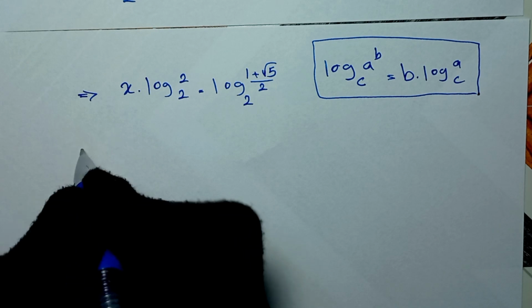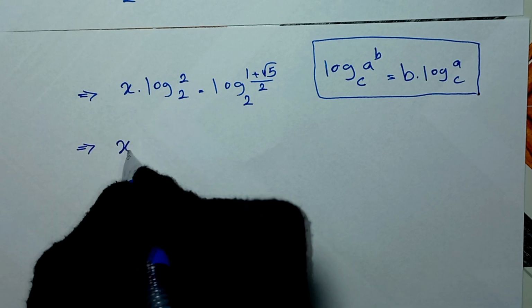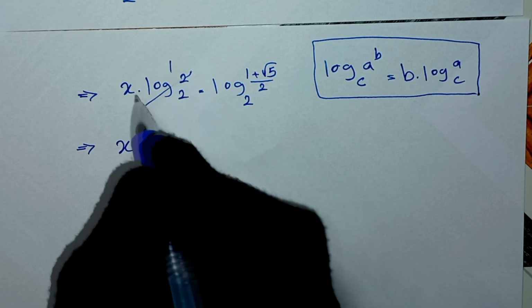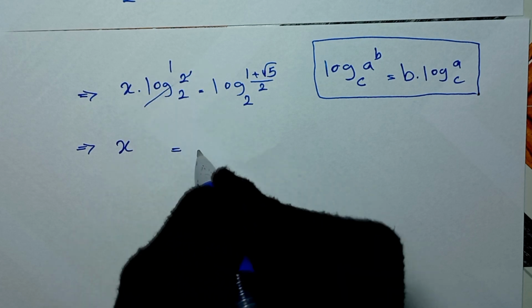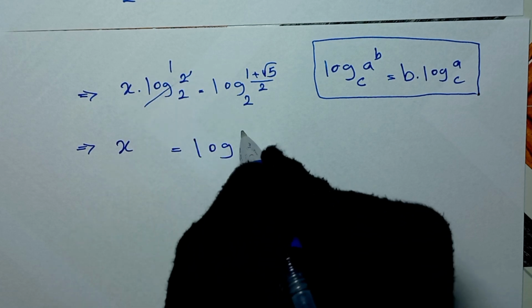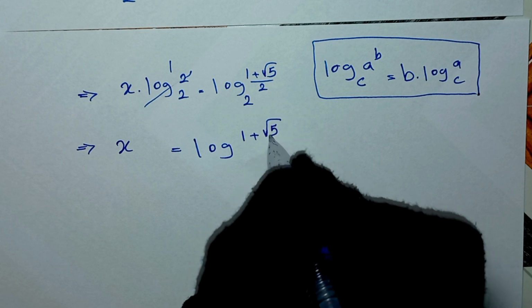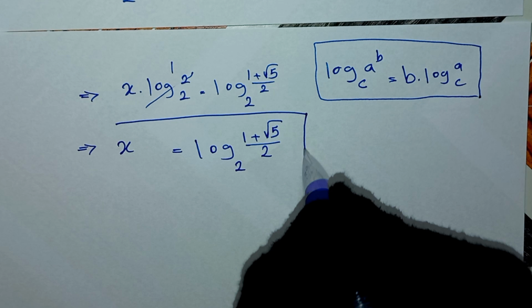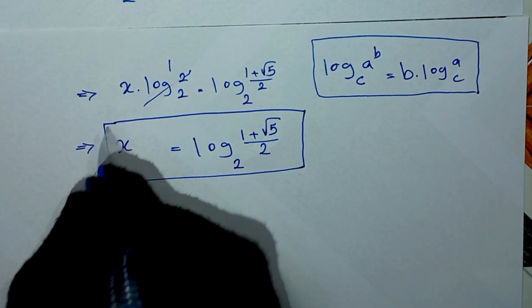And in here it will be x times log of 2 to base 2, which is 1. And x times 1 is x, and is equal to log of 1 plus the square root of 5 over 2 to base 2. And this is our final answer for x.